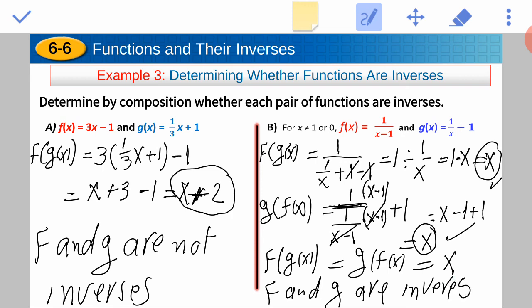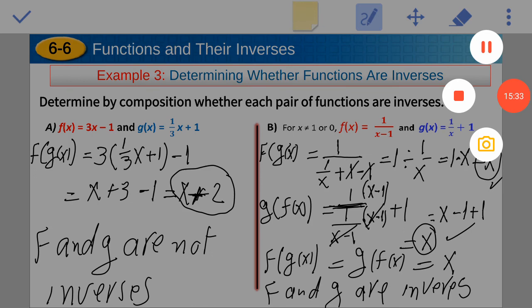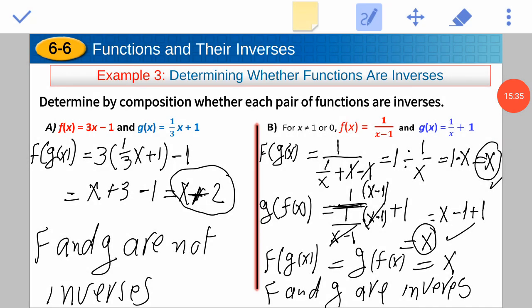So guys, in example number 3, you learned how to determine whether functions are inverses or not by doing the composition f of g of x and g of f of x.